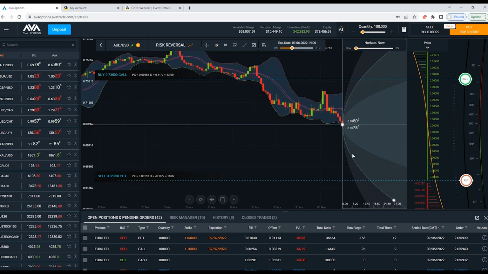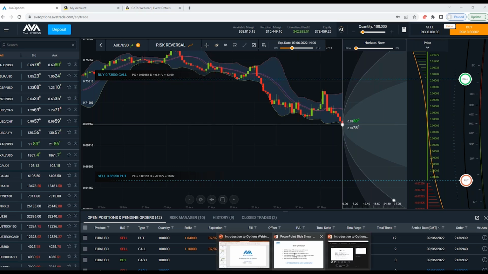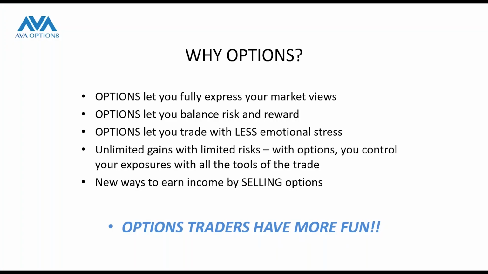So that's really what options are all about. Let me go back to the presentation for a minute, kind of reviewing why you care about options. First of all, options let you fully express your market view. It's not simply buy or sell, right? You've now got buy if I think the market's going higher, but I'm not sure. Or I think the market's going to be stable, let me sell options to earn premium. So options let you balance risk and reward. It's not simply buy or sell with a take profit or stop loss. It's much more interesting. It involves probability, it involves time, it involves risk.